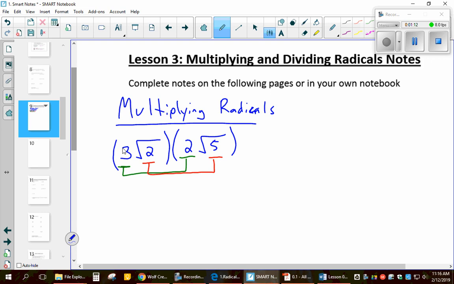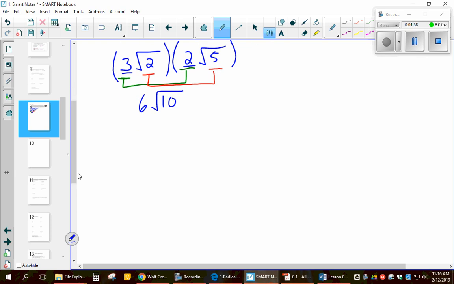So numbers out front, the coefficients, would be 3 times 2, so this would be 6. This one times this one. And then the square root would just be 2 times 5. So 2 times 5 is 10, but it's still under the square root. That makes sense? Okay, so that's the gist of it. We'll just see it a few different ways now.